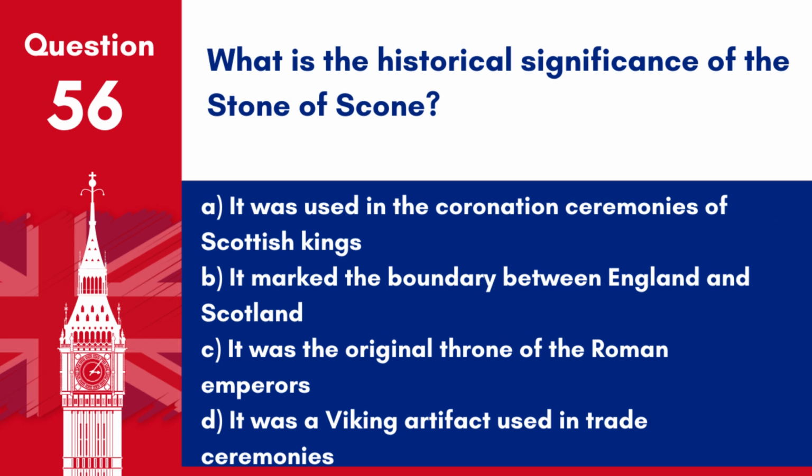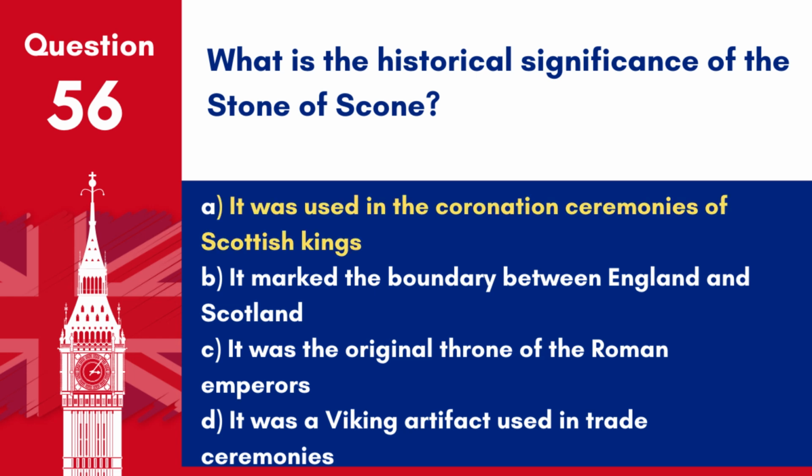Question 56. What is the historical significance of the Stone of Scone? A. It was used in the coronation ceremonies of Scottish kings. B. It marked the boundary between England and Scotland. C. It was the original throne of the Roman emperors. D. It was a Viking artifact used in trade ceremonies.